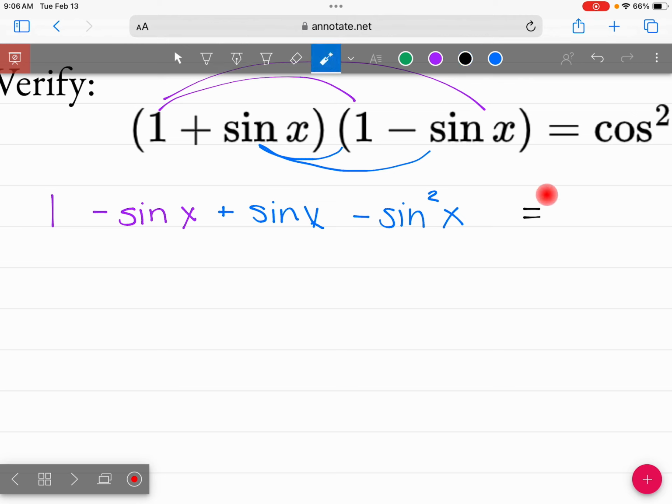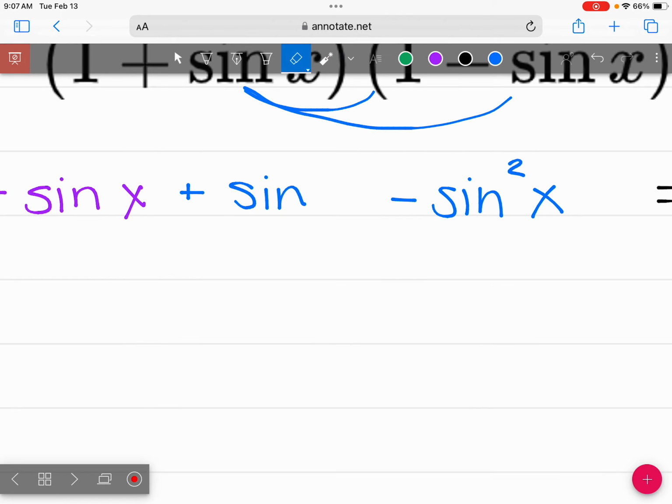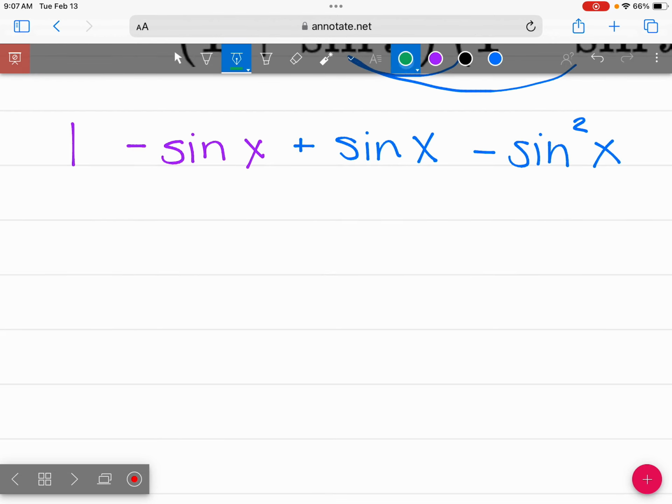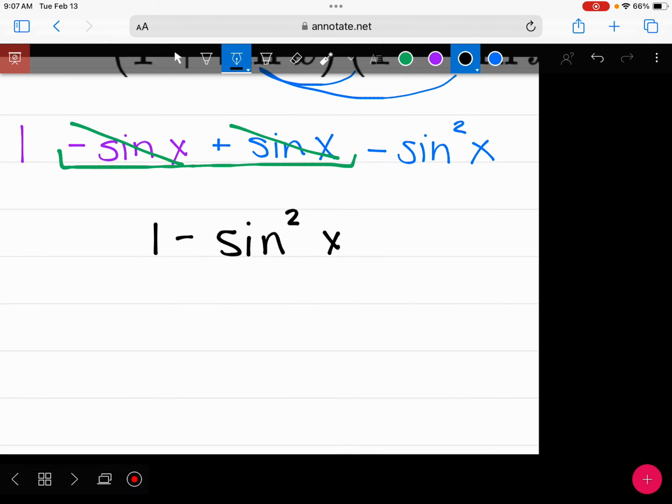When I'm writing these, I tend to just get to the equal sign and stop, because I'm trying to not work both sides. So I'm just going to leave this side blank because it's just the same thing being dropped down. I'm going to fix this x because that looks a little off. There we go. Then what can we do? Yeah, I've got a minus sine x and a plus sine x, so those cancel out. So now what I have is 1 minus sine squared x.